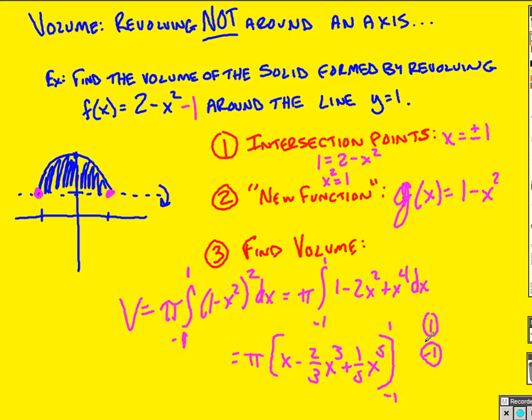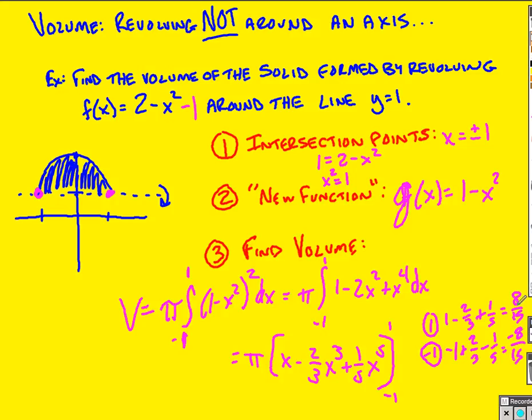When I plug in 1, I'll have 1 minus 2/3 plus 1/5, and that simplifies to 8 over 15. And then when I plug in -1, it will be the same numbers, but with the opposite sign: -1 plus 2/3 minus 1/5. So I'll get -8 over 15.